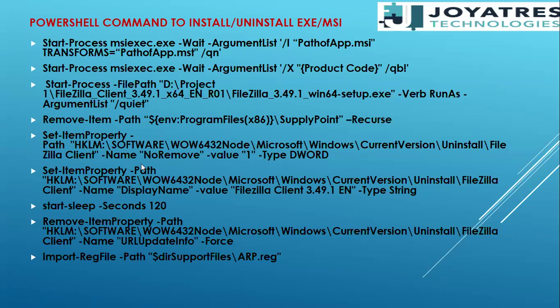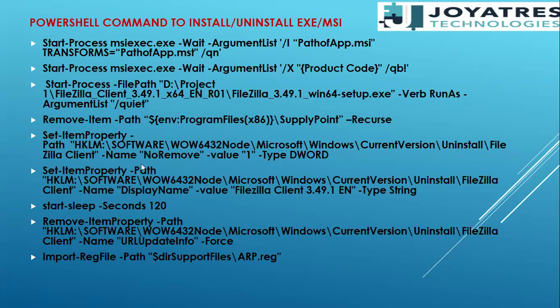With Start-Process, we have to give msiexec.exe. We have to give -Wait, then -ArgumentList. Then we give /i for installing the application, and then TRANSFORMS equal to the path of that MST. The second is for uninstalling the application via the product code. The third command is to run an exe.